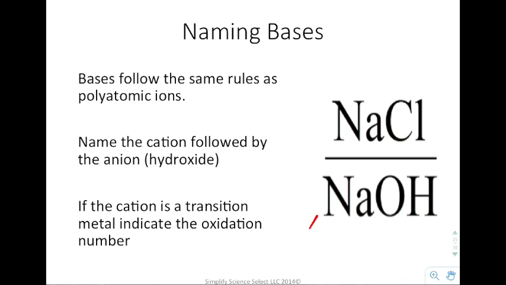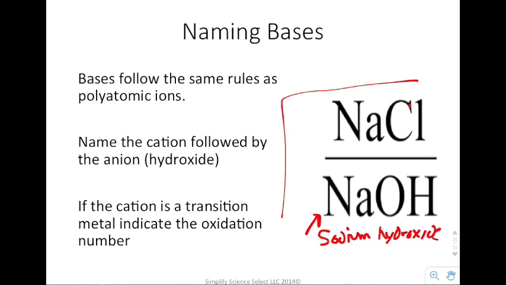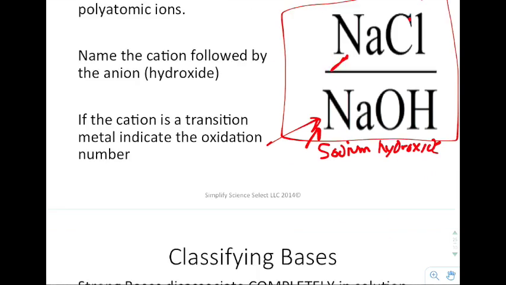So, for example, if you were to look at it, you would say this would be sodium hydroxide. There are no special rules for naming bases. They follow the traditional polyatomic ion rules. There are only special rules for naming acids. Now, you should be able to see this right here. You should see that our base is under assault. So if the cation is a transition metal, indicate the oxidation number.